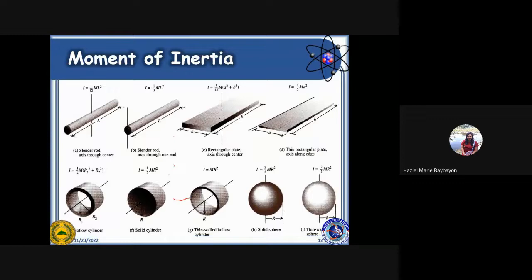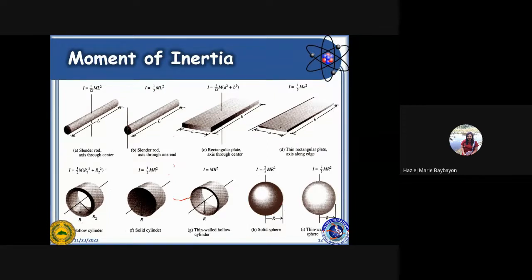So here are other examples. This one is the same as the rod earlier, rotating about this axis with length L. So its moment of inertia is equal to 1/12 ml squared. And then this one rotates about its edge, this axis. So you have 1/3 ml squared.